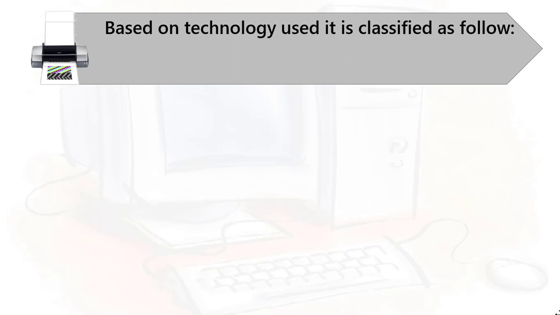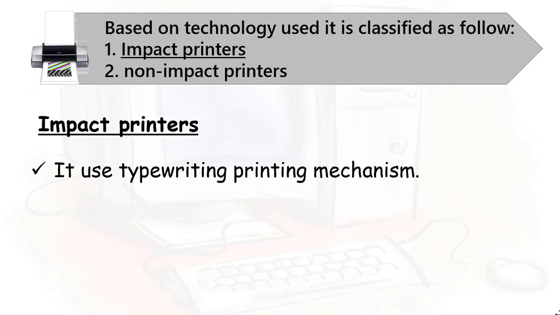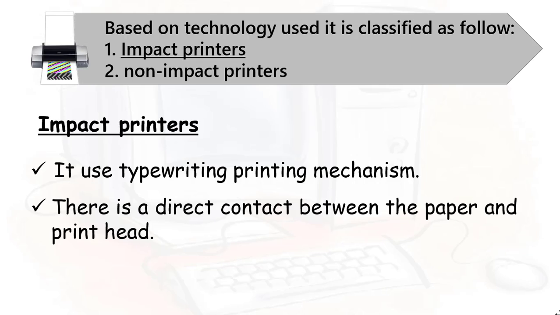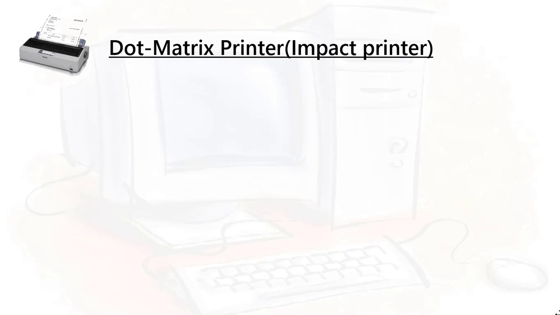Based on the technology used, printers are classified into two types: impact printers and non-impact printers. Impact printers use a typewriting printing mechanism. There is direct contact between the paper and the print head. An example is the dot matrix printer.